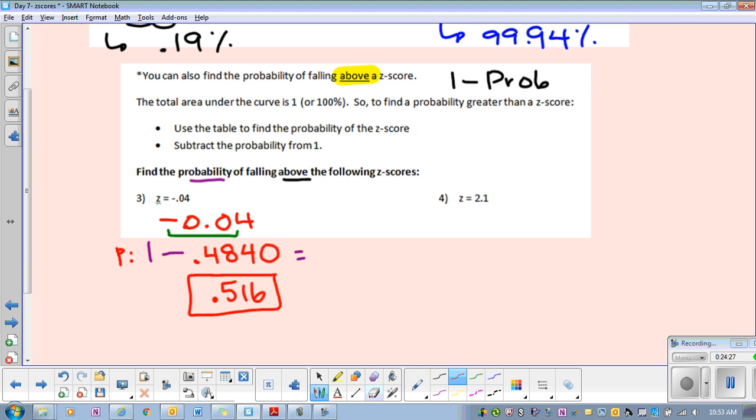All right, so let's look at the next one. Find the probability of falling above the z-score of 2.1. Oh, that's 2.10, right? So let's go to 2.1.